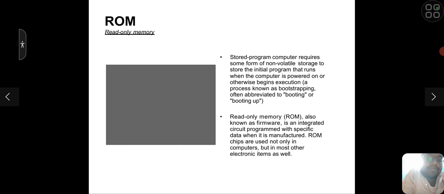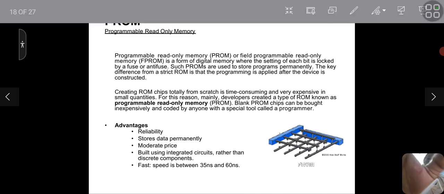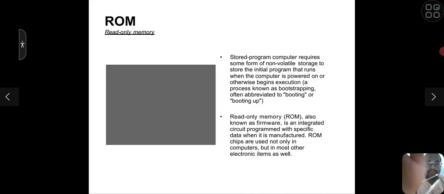The ROM is mainly used to store programs. A stored-program computer requires some form of non-volatile storage to store the initial program that runs when the computer is powered on and otherwise begins execution. This process is known as bootstrapping, often shortened to booting or booting up.